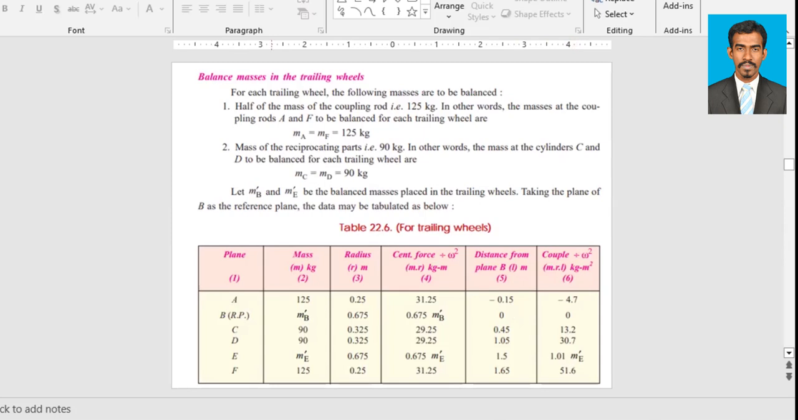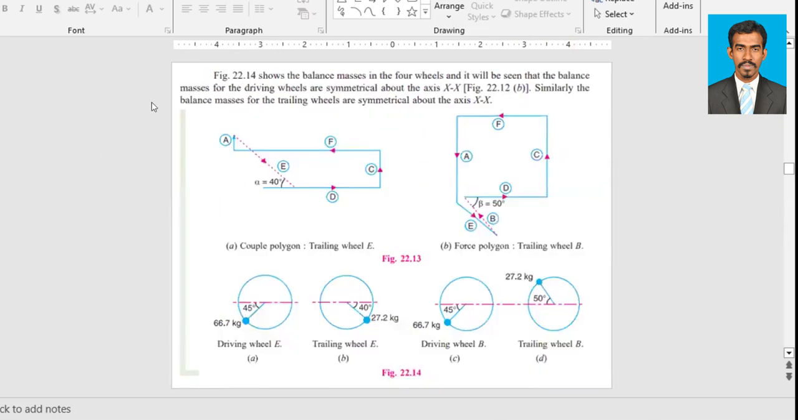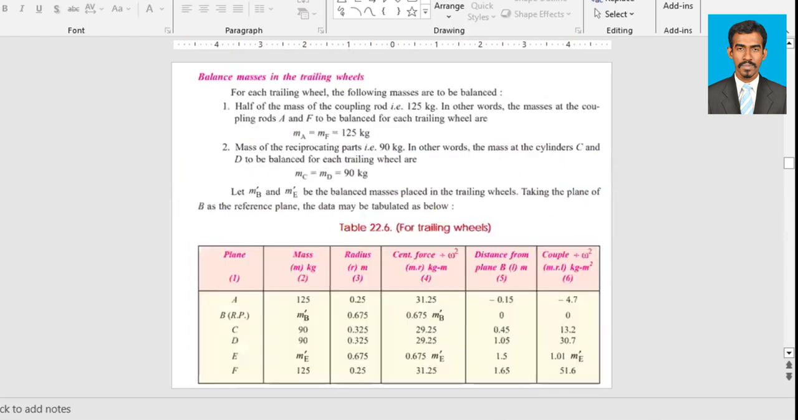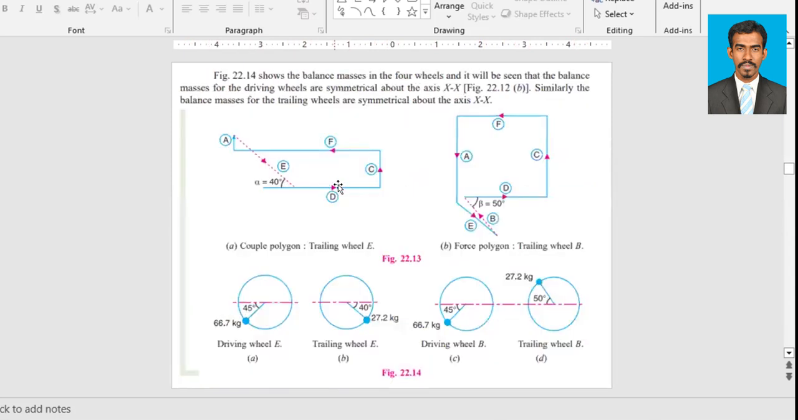So we'll start with the couple polygon, because with only one unknown it is easy to draw and solve. First, O to D. That is 30.7 on the couple polygon, so we'll draw from O to D. You have to draw them according to a suitable scale, which you can select. I'll use the word unit here: 30.7 units, O to D.